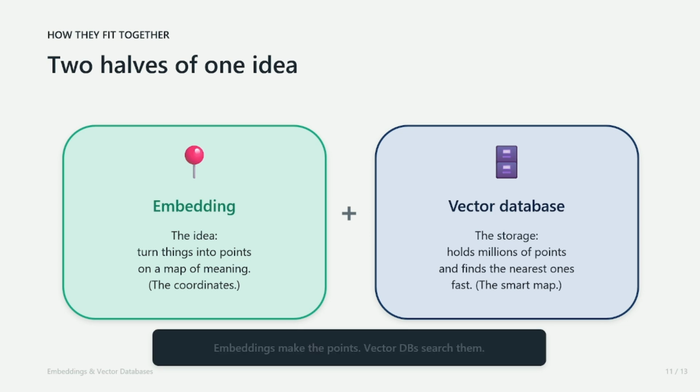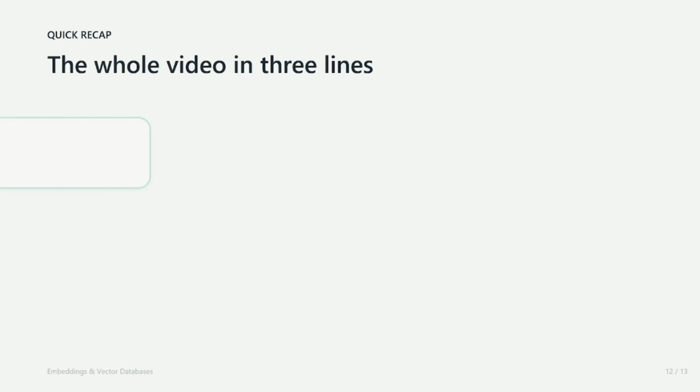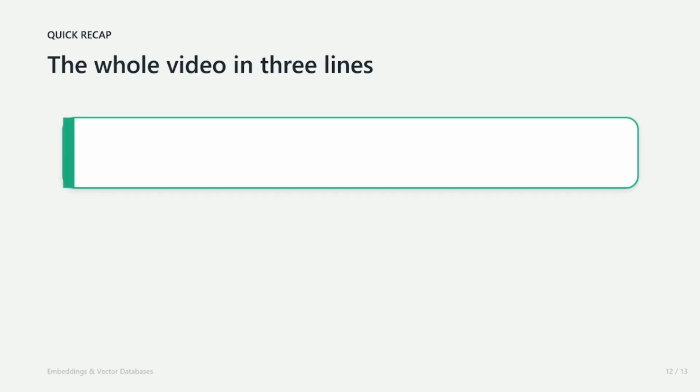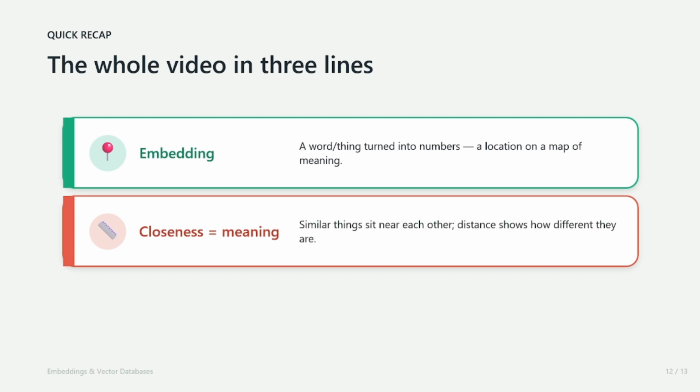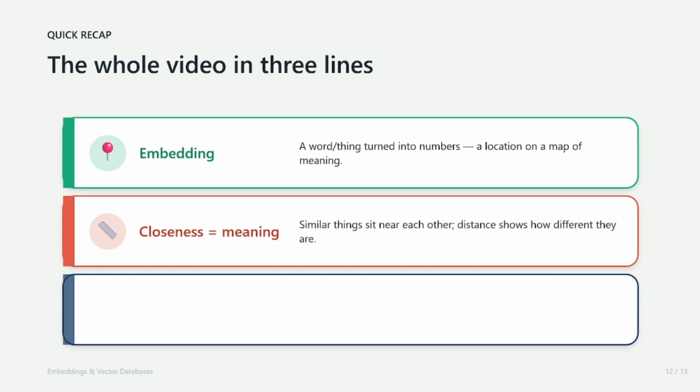Let's have a quick recap in three lines. One, an embedding is a word or thing turned into numbers, a location on a map of meaning. The second one is closeness equals meaning. Similar things sit near each other and distance shows how different they are. The third point is a vector database stores millions of those points and instantly finds the nearest neighbors. Points, distance, and a smart map to search them.